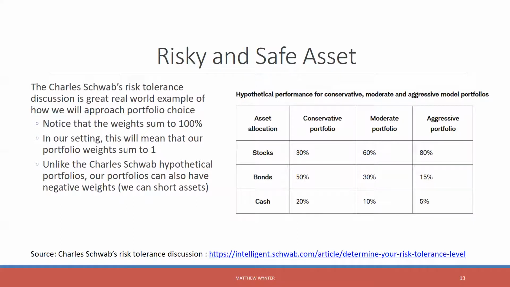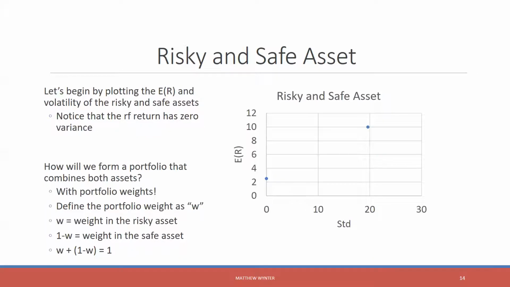But our portfolio weights don't have to be positive. So in the Charles Schwab example, we have positive portfolio weights. How could we have a negative portfolio weight? Well, that would involve us taking a short position in one of the securities. So let's move on and do our example.